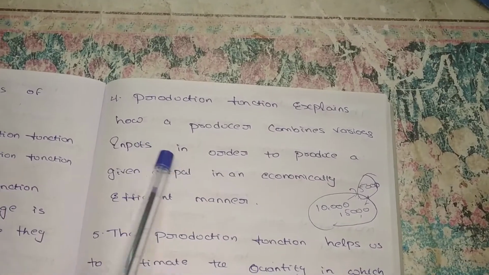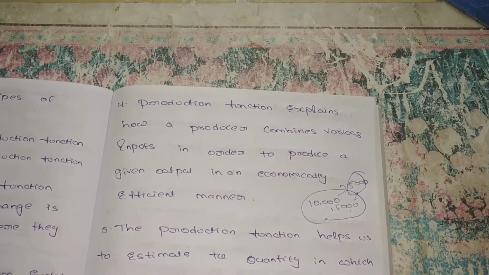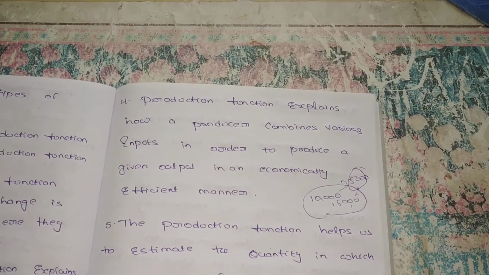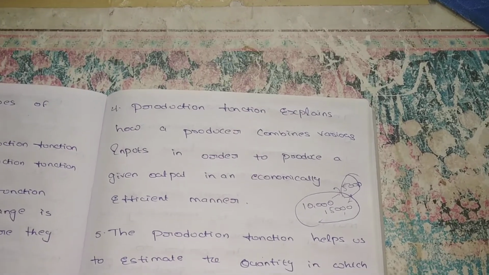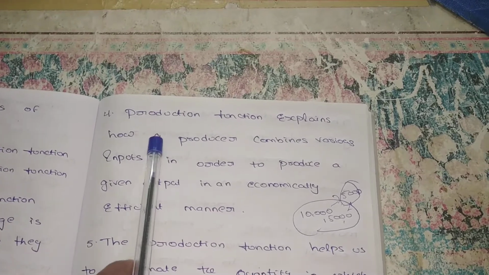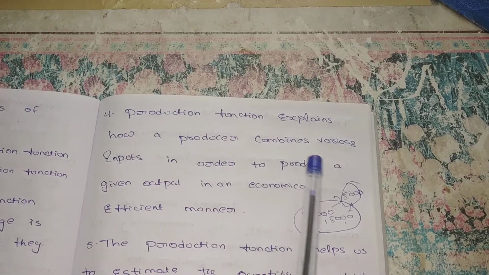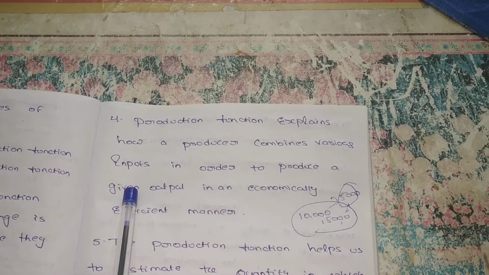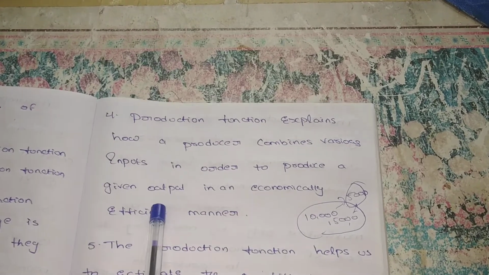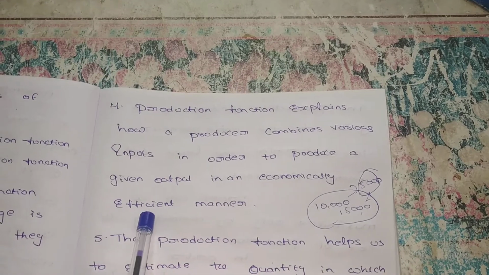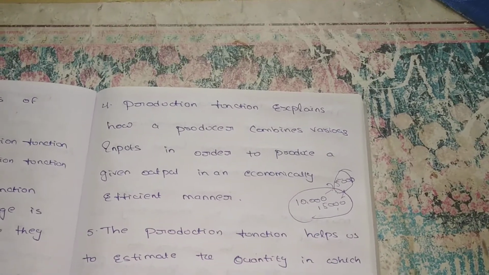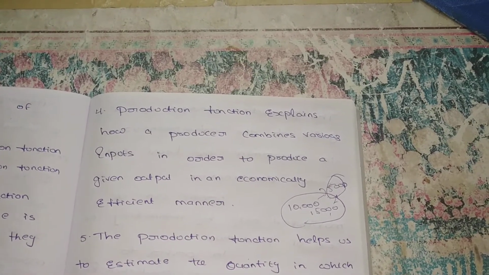And next, production function explains how when a producer combines certain inputs, for these inputs how much I am achieving economically, means while selling our products how much benefit I am receiving. Production function explains how a producer combines various inputs in order to produce a given output in an economically efficient manner. For combining these inputs, how much am I achieving?